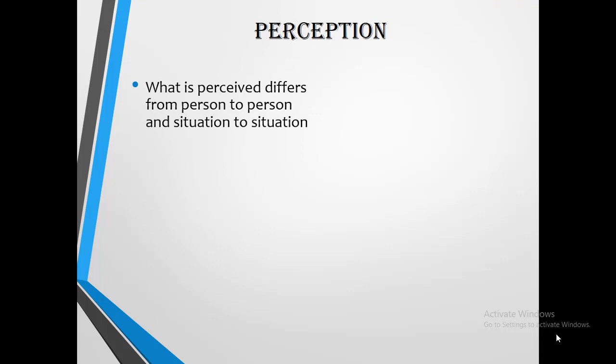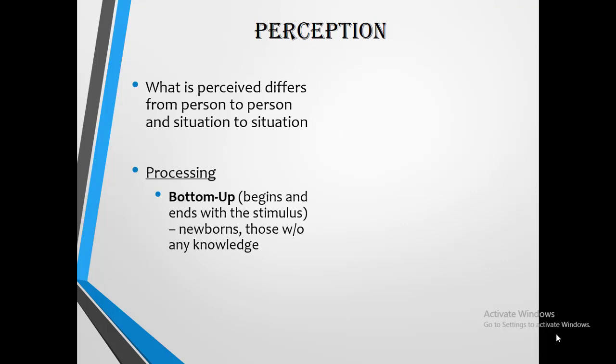Additionally, we can think of two ways in which perception is processed. Bottom-up processing is, in a simplified way, how we interact with things we do not have prior knowledge of. So newborns, for instance, are very frequently engaged in bottom-up processing. It begins and ends with the sense that triggered the perception of it.